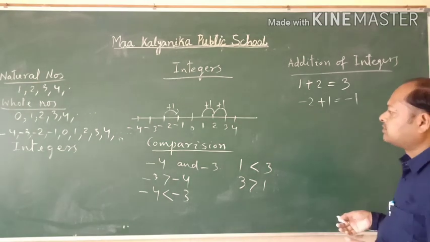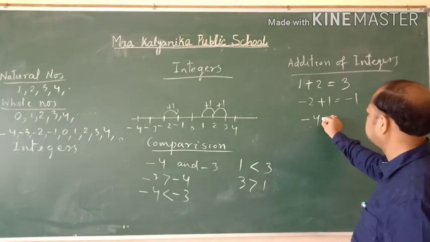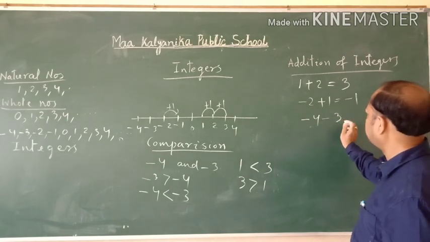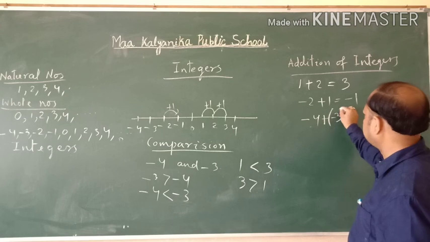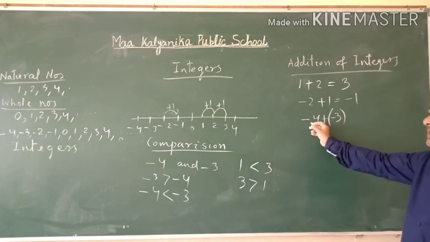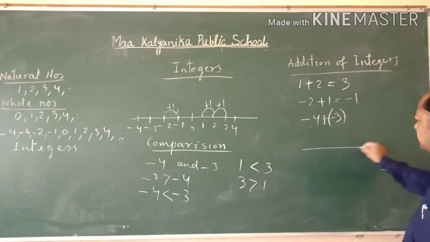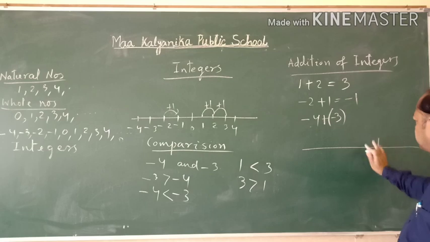For more examples, we will see minus 4 plus minus 3. We see that minus 4 is a negative integer and minus 3 is also a negative integer. How do we represent this on the number line? This is the 0 part, and here we will start from minus.